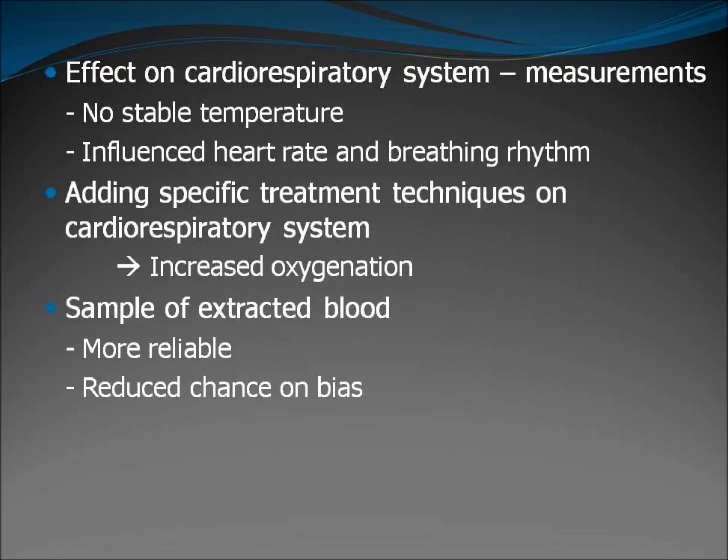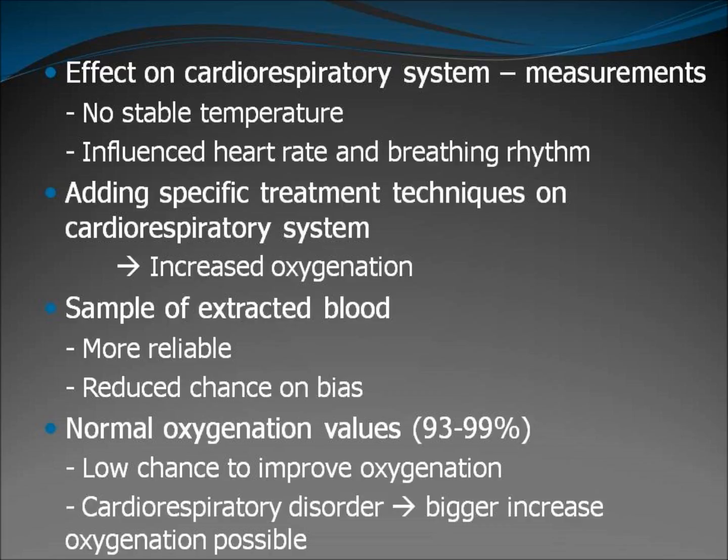Measuring the oxygenation by an invasive technique, for example taking a sample of extracted blood, is known to be more reliable than pulse oximetry. The chance of bias could be reduced by using this technique in further research. This study used healthy participants with normal oxygenation values between 93 and 99%, so the chance to improve the oxygenation was low. Participants with a cardiorespiratory disorder, for example asthma or COPD, could have an obvious decrease in oxygenation, which could make a bigger increase in oxygenation possible.